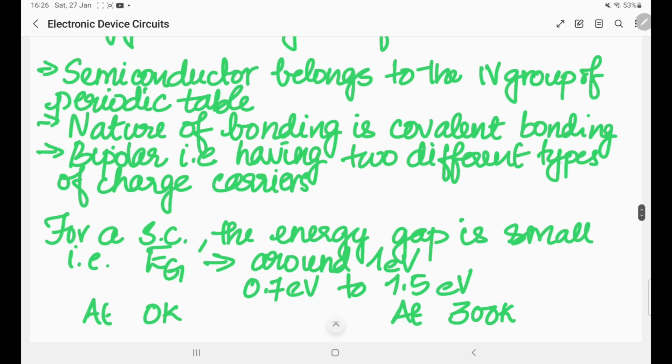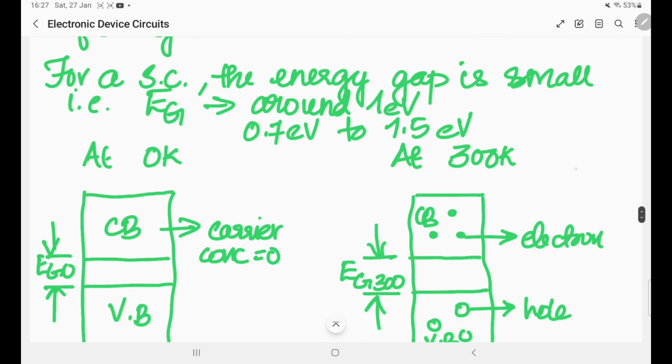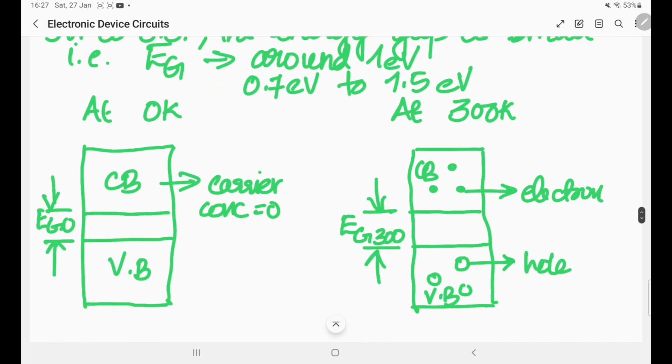For a semiconductor, the energy gap is small, somewhere around 1 electron volt. Why do I say 1 electron volt? For germanium it is around 0.7, and for silicon it is around 1 point something, right? So always for semiconductors the energy gap will be somewhere in the range of 0.7 electron volt to 1.5 electron volt.